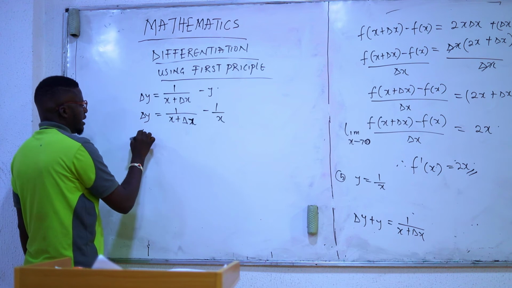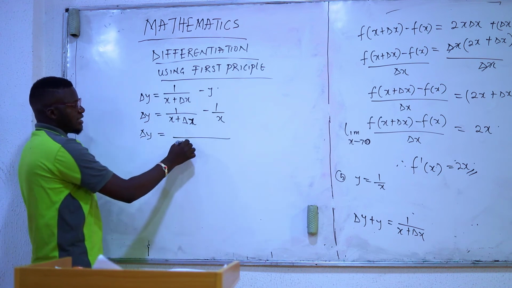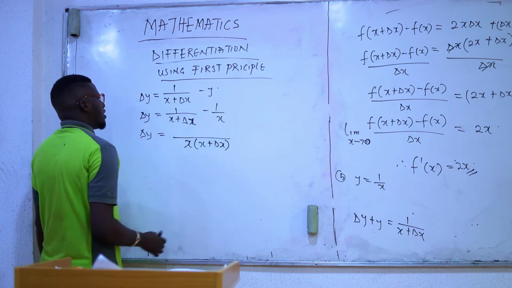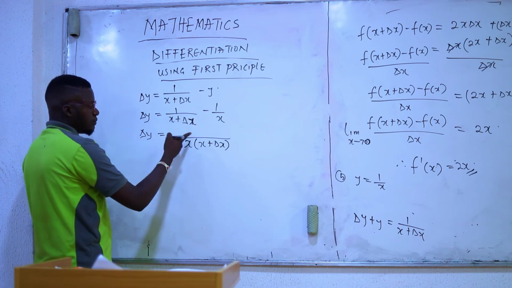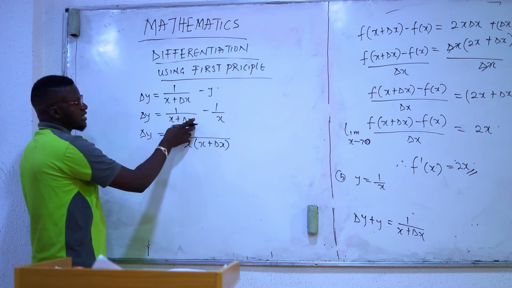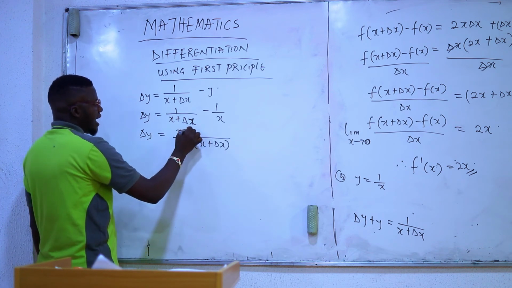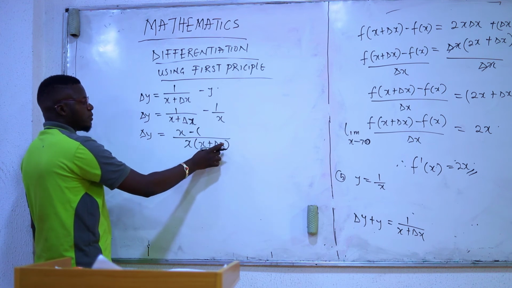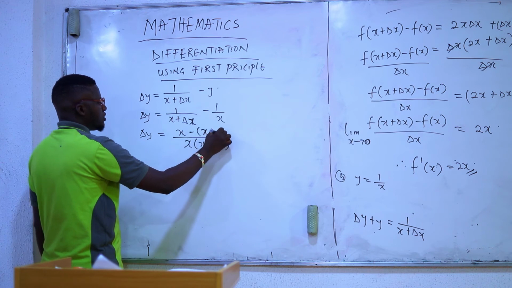So my change in y is equal to, if I find the LCM here, the LCM here is x bracket x plus change in x, close my bracket. Then I'm going to have x plus change in x divided by x plus change in x, I'm going to have x here. Then I'll have minus in bracket x into bracket x plus change in x divided by x here, I'm going to have x plus change in x.